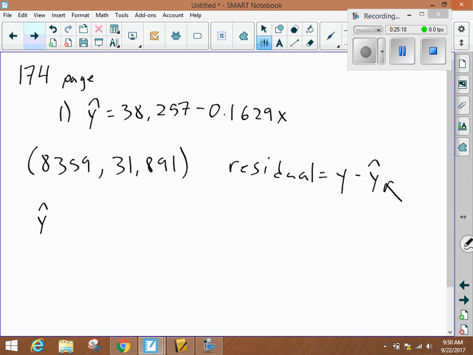So, that's going to be equal to 38,257 minus 0.1629 times 8,359.